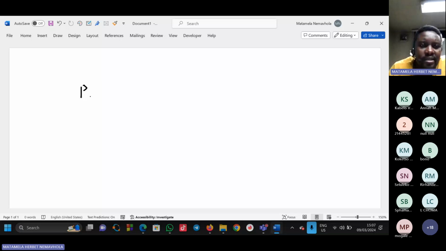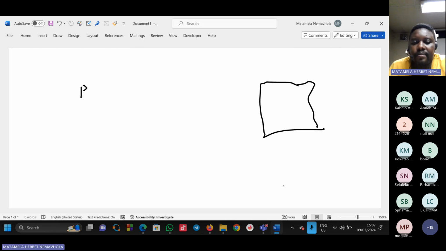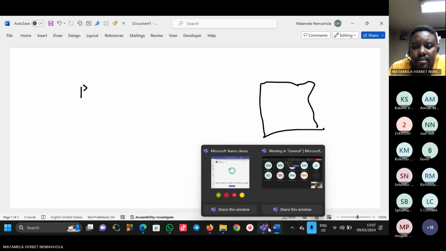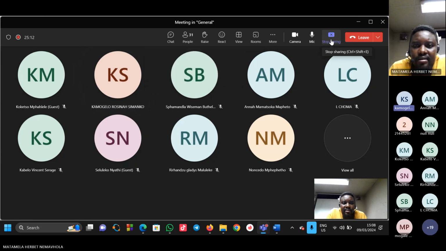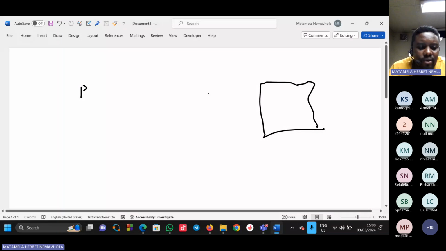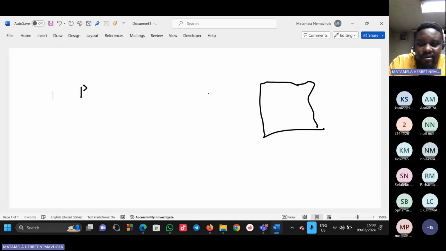Perimeter is about, if you have a stand, let's assume this is your stand. Sir, sorry, are we supposed to see something on the screen? Yes, you are supposed to see something. Can't you see what I'm writing? No, it's blank. Okay, let me redo it. Can you see the whiteboard? Yes. All right, now we are fine.